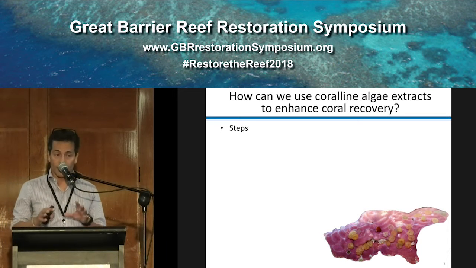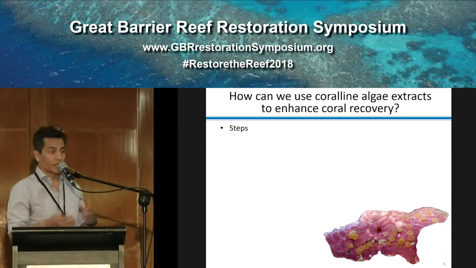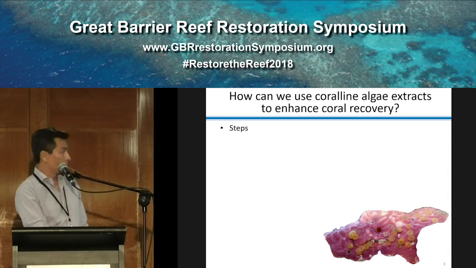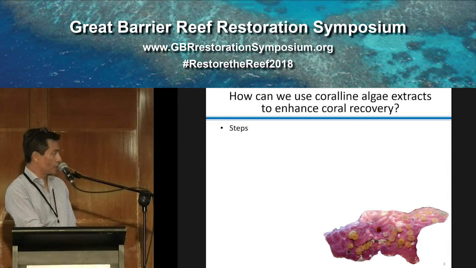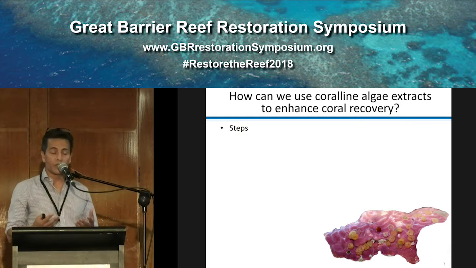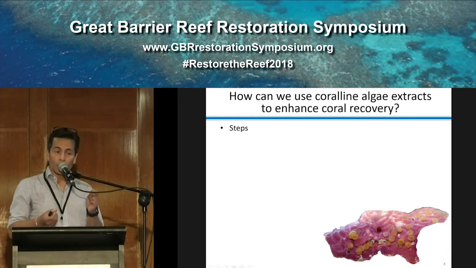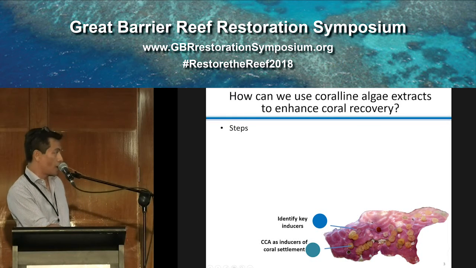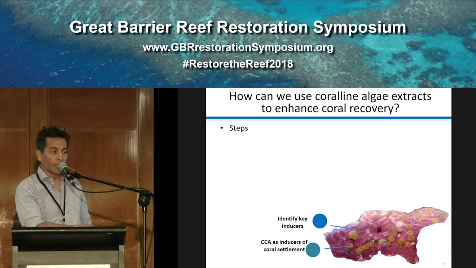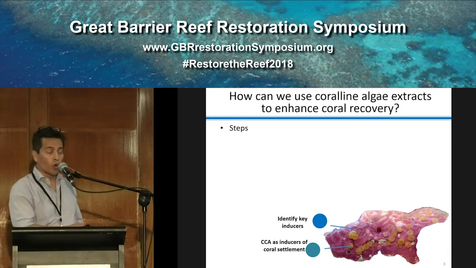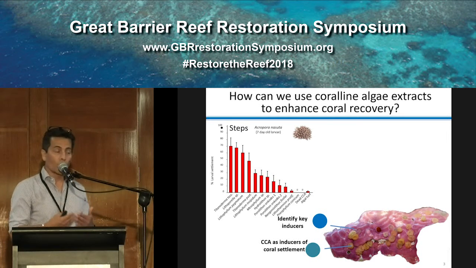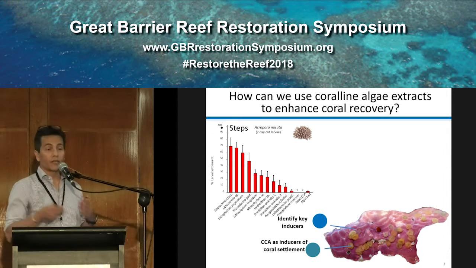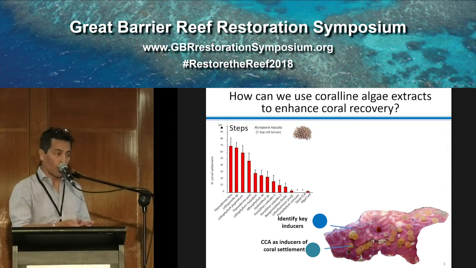To answer these questions, we have to go through a number of steps, some of which we have addressed in my lab at Griffith, and others are just ideas that I'm sharing with you. First, we need to determine whether CCAs are inducers of coral settlement, and if they are, we would like to identify which species of coralline algae induce the highest rates of settlement. We've done some work on this. We've got larval settlement across a bunch of species of coralline algae, and what you see here is that there are a group of coralline algae that induce high rates of coral settlement, and there are other species that are totally avoided by coral larvae.